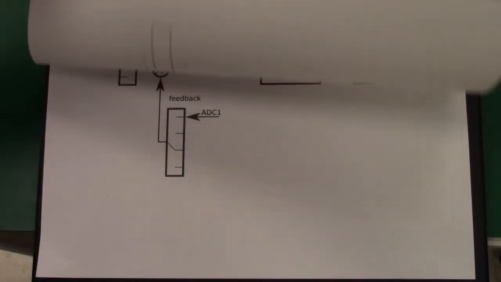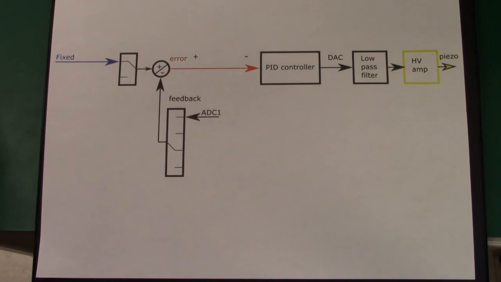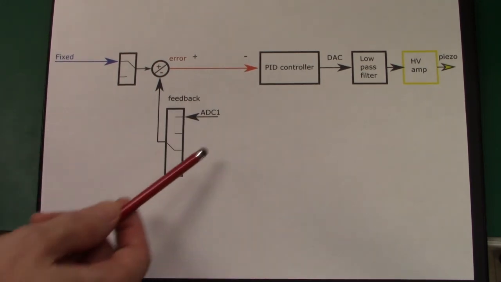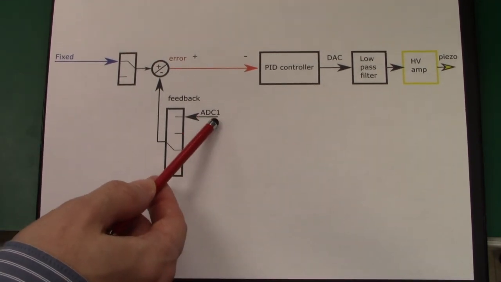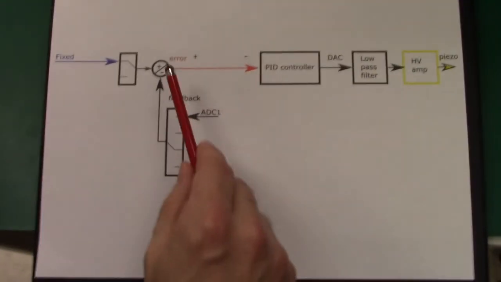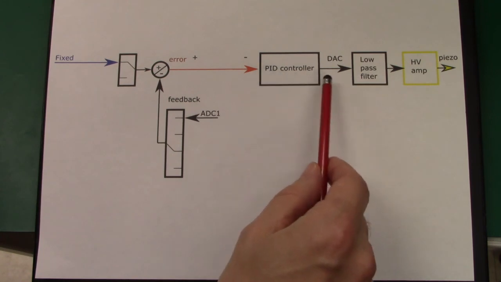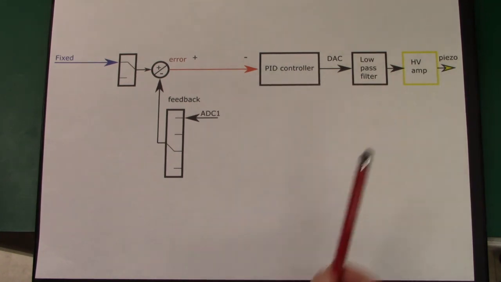Let's go over here to this other situation where you might want to use this as a PID controller all by itself. So here you set your set point. You have over here the feedback coming through ADC1. You choose for the error positive or negative. Here you use the PID controller coefficients and it goes out to the high voltage amplifier.